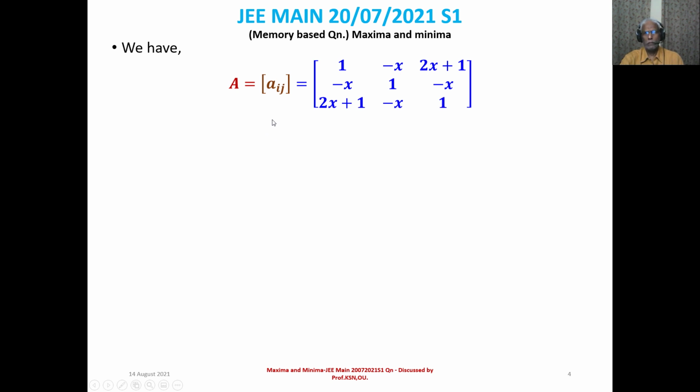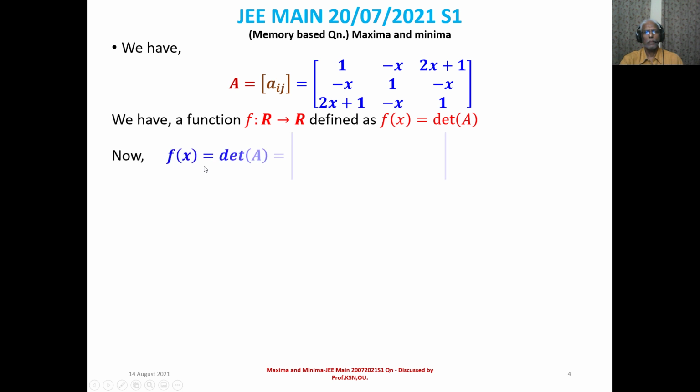We bring the matrix from the last slide here. A is equal to Aij. The entries of this matrix are real valued functions of x. We have a function f from the set of real numbers to the set of real numbers defined by f of x is equal to the determinant of A. Now f of x is equal to the determinant of this matrix, that is the determinant of the first row 1, minus x, 2x plus 1, second row minus x, 1, minus x, third row 2x plus 1, minus x, 1.